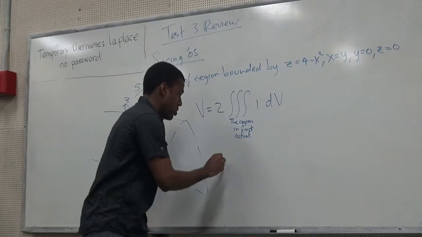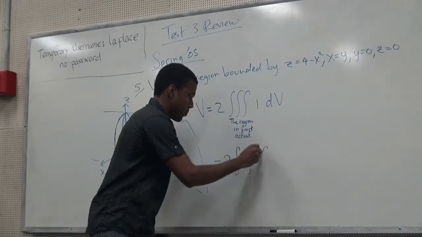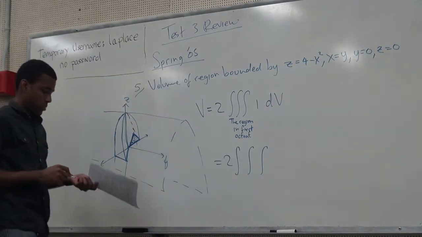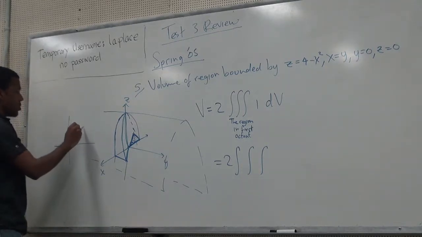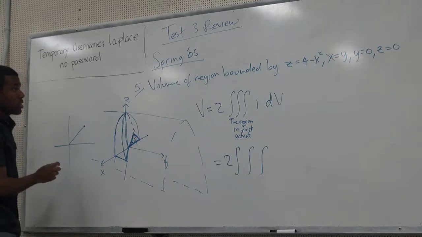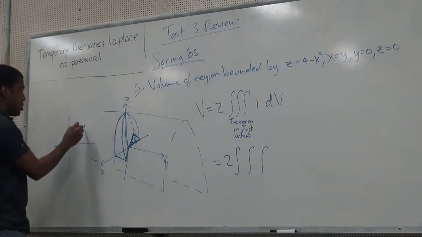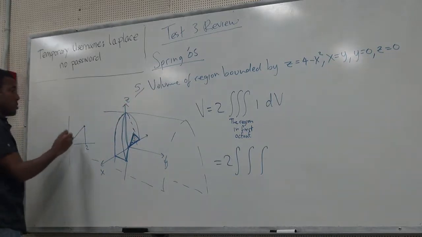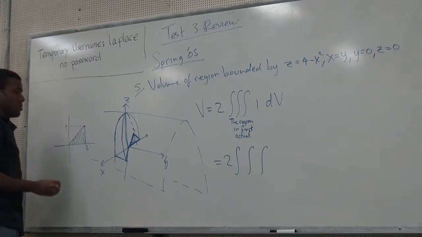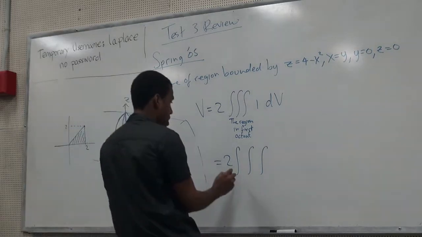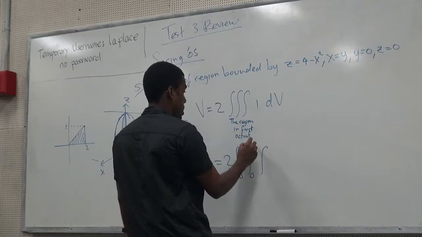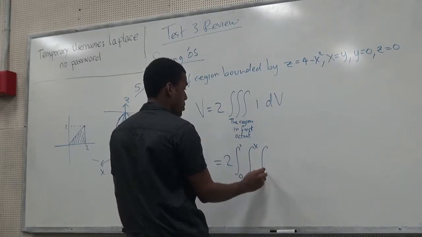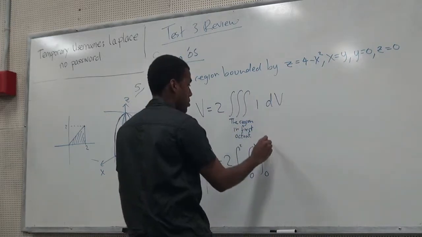And so, how would you actually set that up? In the xy plane, you just have y equals x, and this would cut at 2. So you can do x from 0 to 2, y goes from 0 up to x, and z goes from 0 up to 4 minus x squared.